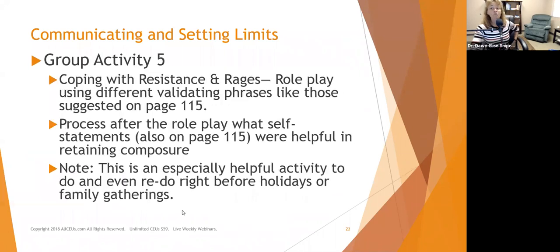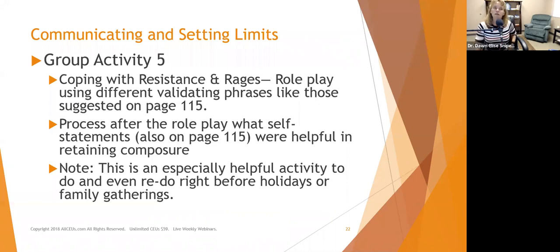Coping with resistance and rages, because it will happen. No matter how gently our clients try to set boundaries, that person is going to respond and act out. So role play using different validating phrases like those suggested on page 115. Process after the role play what self-statements were helpful in retaining composure, because your client is going to have to regularly talk themselves down.